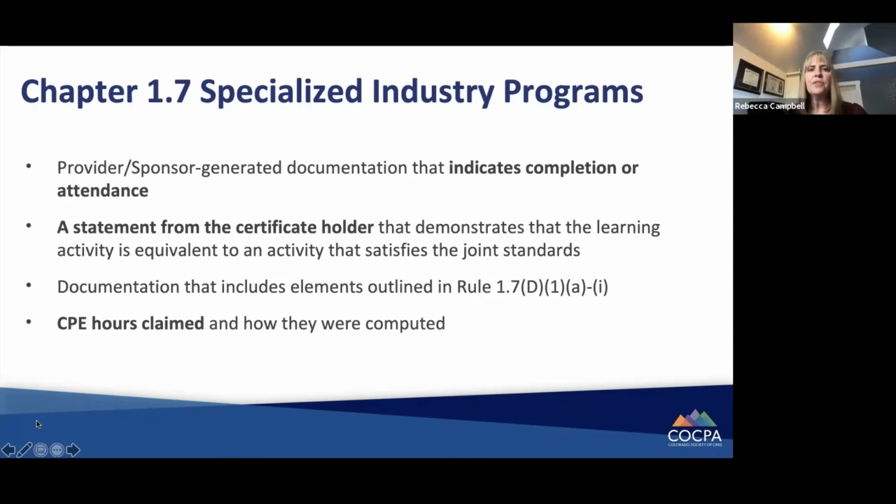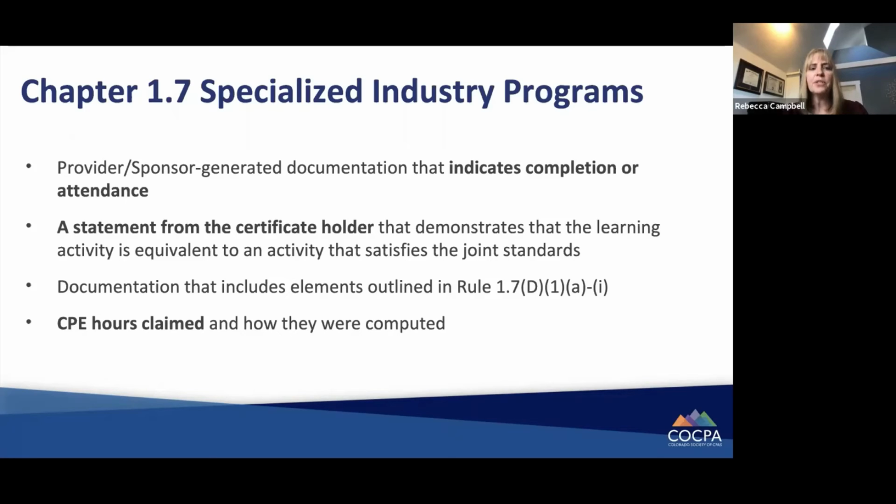All right, here's another thing that I want to draw your attention to: specialized industry programs. A lot of times we're working in specialized industries. Let's say that you specialize in banks and you need to take classes on banking regulation or consulting or something that really helps your clients who are in the banking industry. But that particular provider did not issue you a certificate. You can submit something under rule 1.7. I wrote chapter here, but it's rule 1.7.